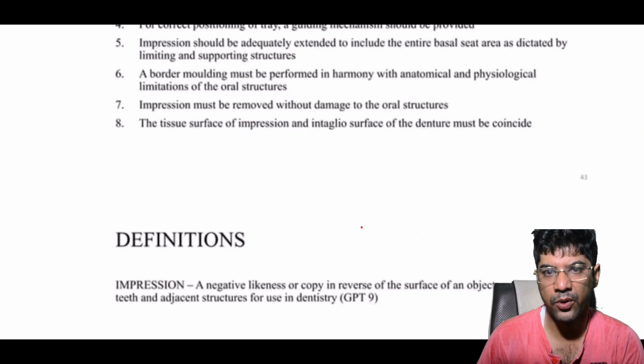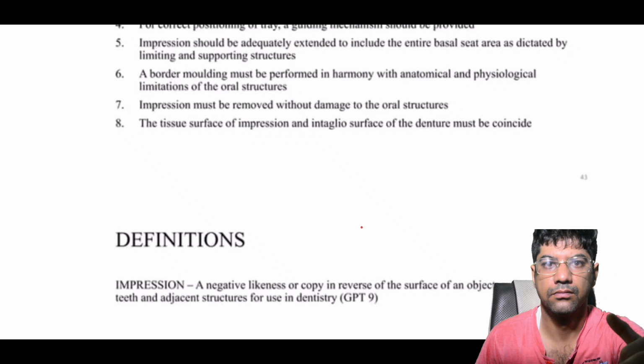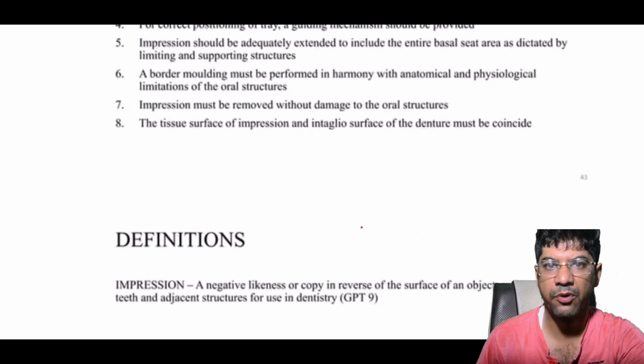Other is the torus mandibularis. It is an abnormal bony prominence found bilaterally on the lingual side of the mandible near the premolar region. So relief must be provided over the torus mandibularis to prevent discomfort and mucosal irritation.